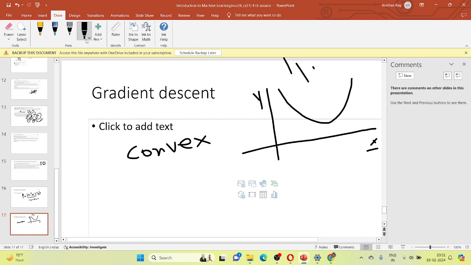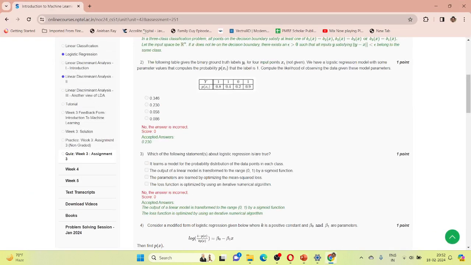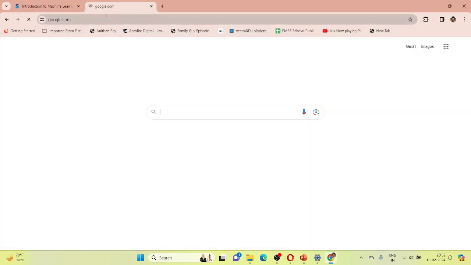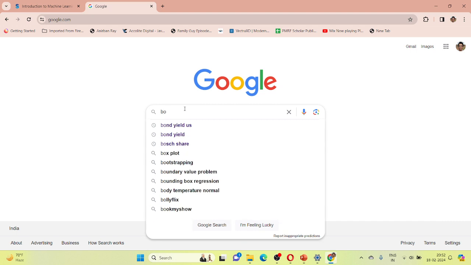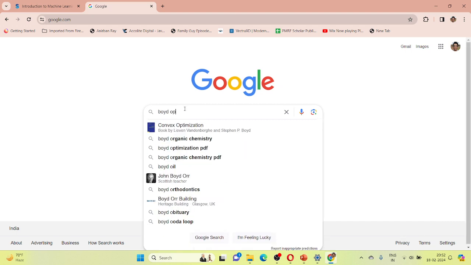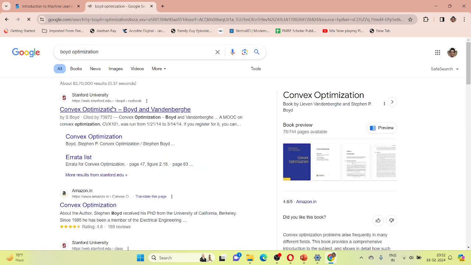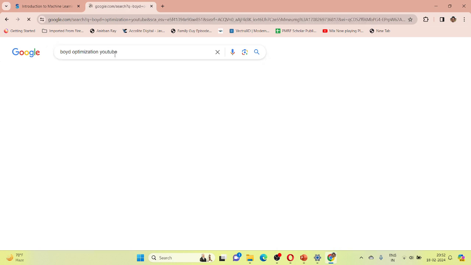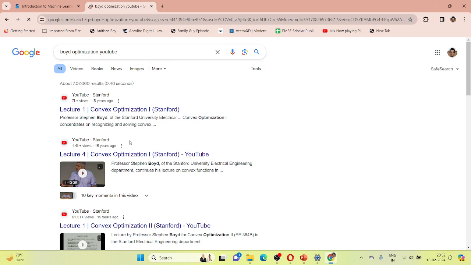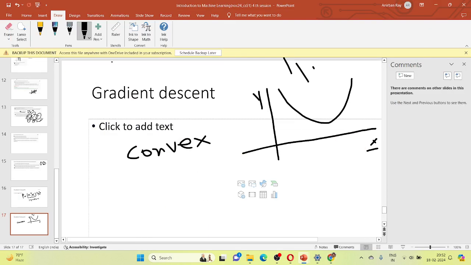There are many better mathematical definitions. You can look at Convex Optimization by Boyd. The lectures are here, maybe even on YouTube. He's the pioneer in convex optimization. Gradient descent is only a small part of it. Okay, so this is a convex function.